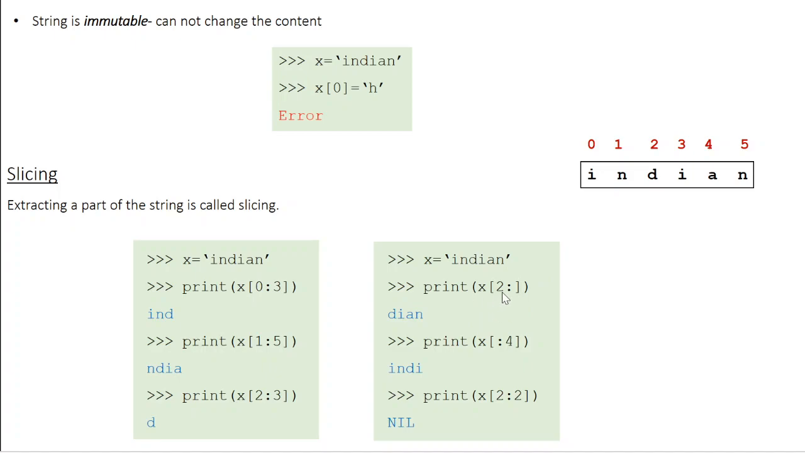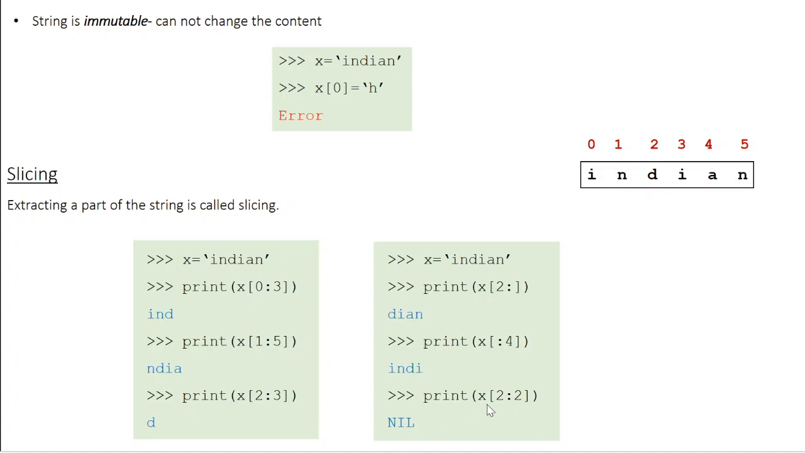If I say print x[2:] with nothing here, so if you don't type anything in the second place, by default your ending character is going to be the last character. So it starts on the 2nd character, which is D, and goes all the way to the ending character. So you have DIAN. Same way, if you say print x[:4] with nothing in the first place, then by default that is taken as the 0th character. So it will start on the 0th character and end on 4 minus 1, which is the 3rd character. So INDI.